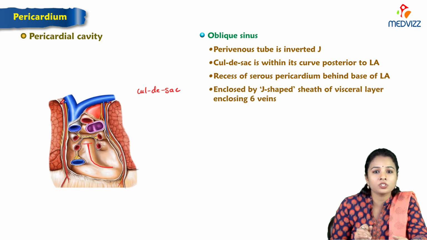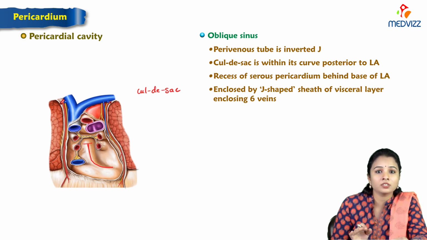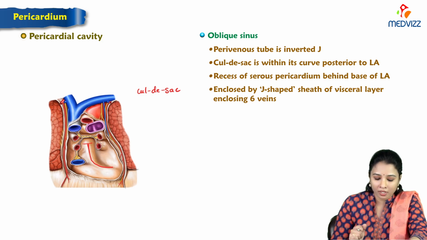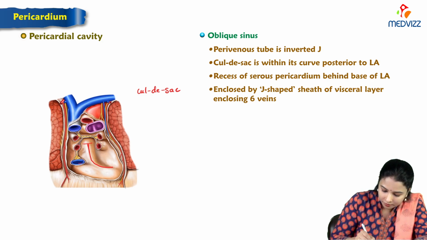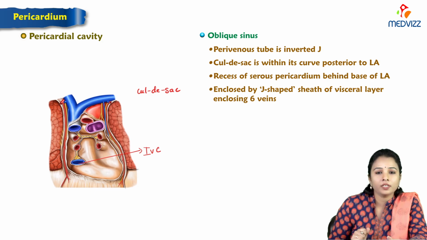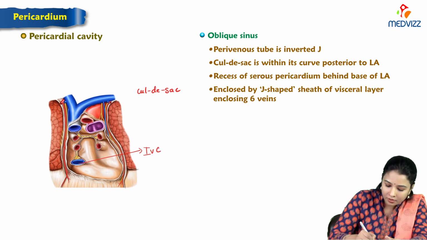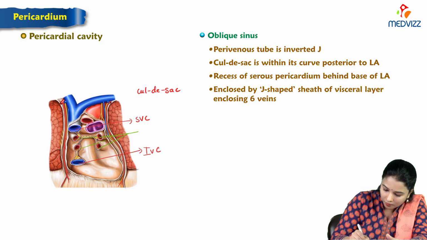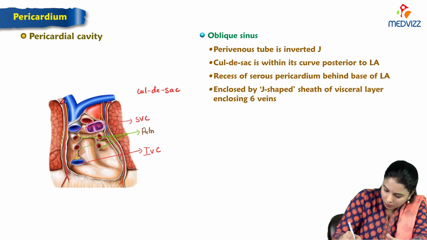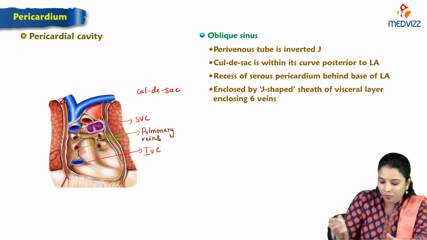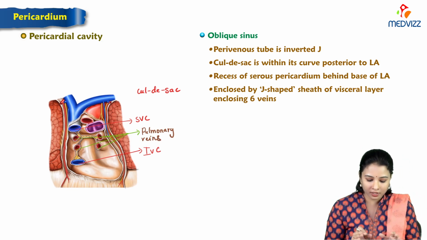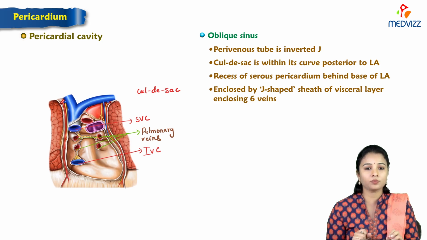It is like a closed J-shaped sheath of visceral layer of the serous pericardium enclosing 6 veins. The 6 veins are 2 vena cava and 4 pulmonary veins. So this is the superior vena cava, and we can see the pulmonary veins. So totally it is present almost within the 6 veins.